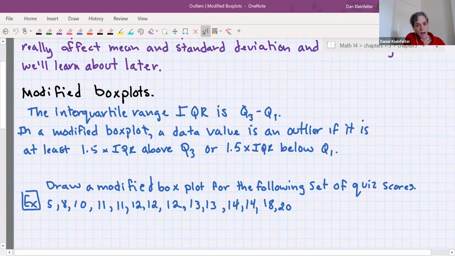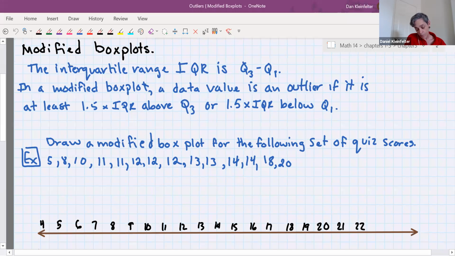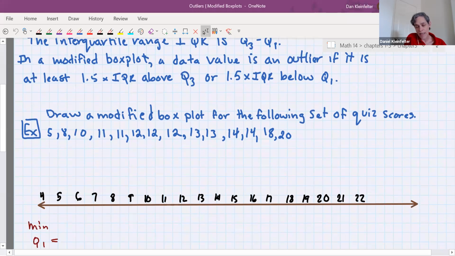So we want to talk about modified box plots. We saw an example just a minute ago with the quiz scores on how to generate a box plot. We want to see what a modified box plot is. Okay, as a reminder, the interquartile range is Q3 minus Q1. In a modified box plot, a data value is considered to be an outlier if it is at least 1.5 interquartile ranges above Q3 or 1.5 interquartile ranges below Q1. Okay, so our example will make this clearer.